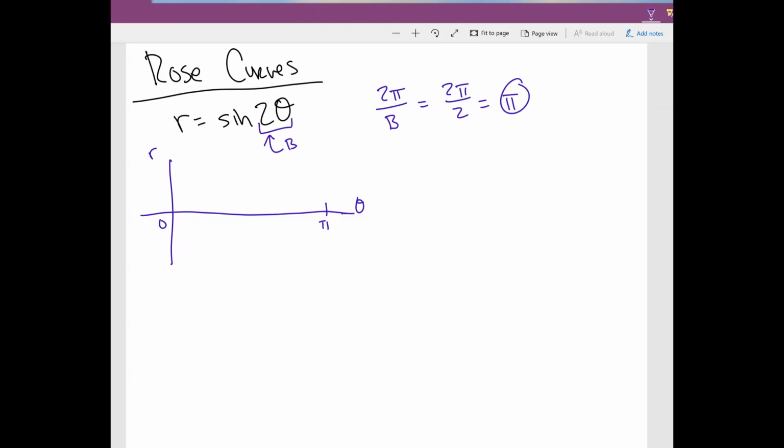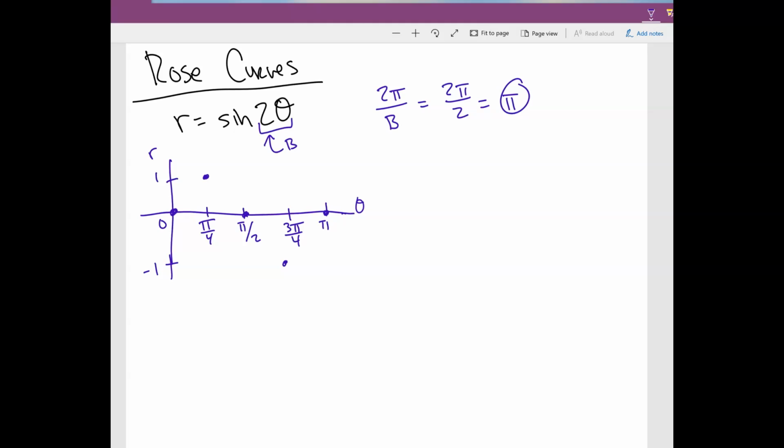And all you got to do is find the midpoints between them. So the midpoint between 0 and pi is pi over 2. The midpoint between 0 and pi over 2 is pi over 4. And the midpoint between pi over 2 and pi is going to be 3 pi over 4. Notice that there's no amplitude, so it's just going to be 1 and 1. And now we're just going to graph this curve. So we're going to start off at 0, then 1, 0, -1, 0.